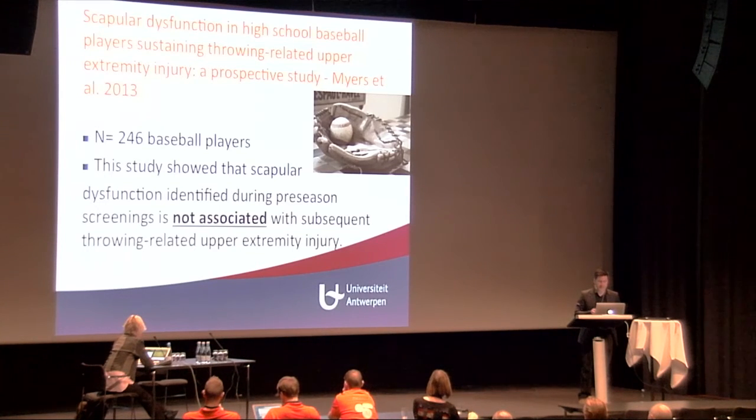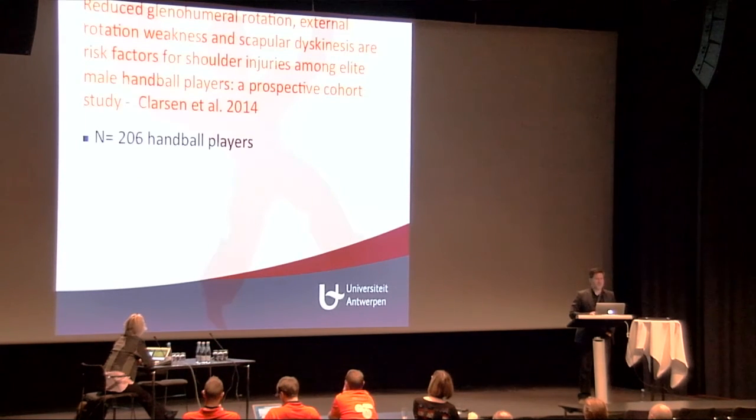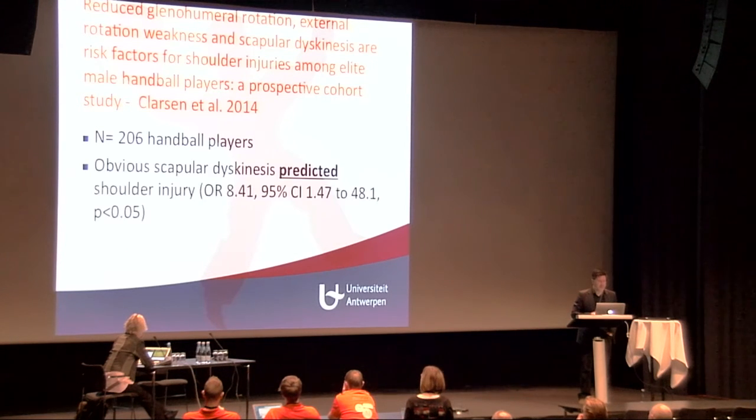Study of Larsen, 2014. I'm following the years. Maybe you saw that. Reduced glenohumeral rotation, external rotation weakness, scapular dyskinesis are risk factors for shoulder injury. 206 handball players, obvious scapular dyskinesis, predicted shoulder injury. Odds ratio of 8.41. That's massive. But I included here the confidence interval from 1.47 to 48. So as you can see, there's an extremely large confidence interval.